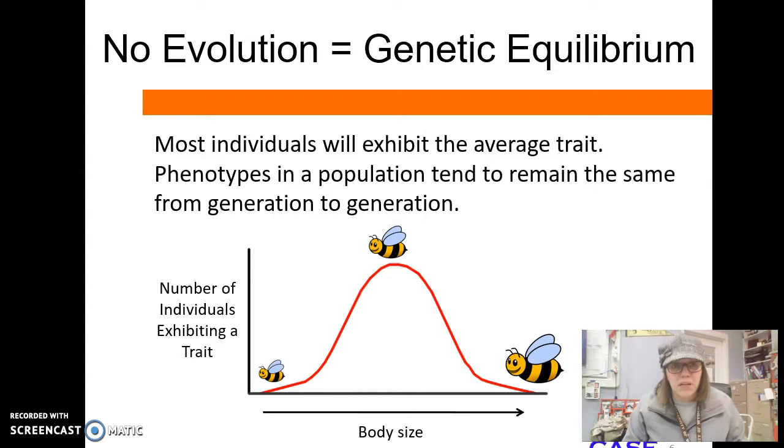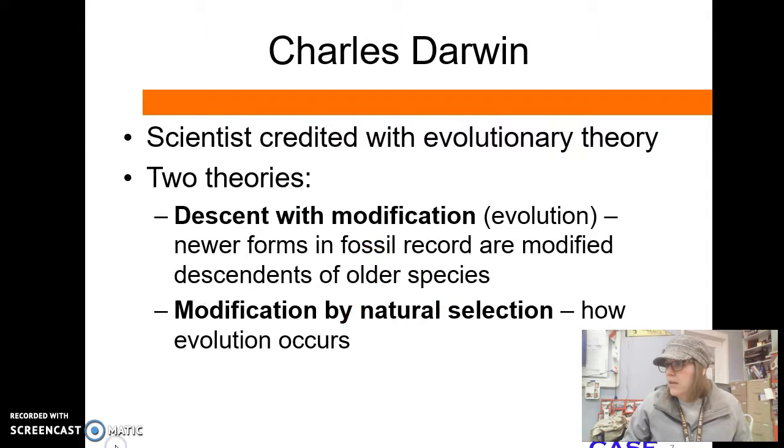You have some small bees, you have some big bees, but over the long haul, these bees, if they're at genetic equilibrium, are mostly staying the same size from one generation to the next. Okay, so next we just have to review who we're talking about when we talk about the science of evolution. We are, of course, talking about Charles Darwin.